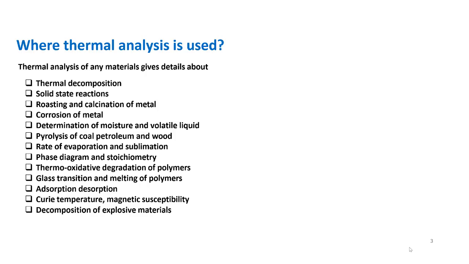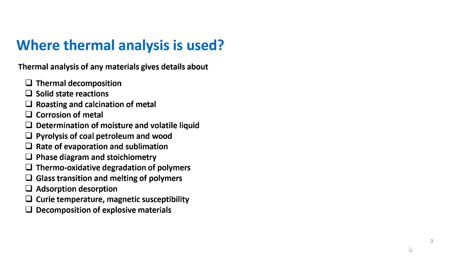So, starting with why do we need the thermal analysis, first of all? It basically gives us the idea about the thermal decomposition, solid state reactions, roasting, and calcination of metals. Some metals in polymers can be in the form of additives or in the form of some other impurities. So in those cases, we need to get the idea about the calcination of metal and corrosion of metal also. So in that case, it is very useful.